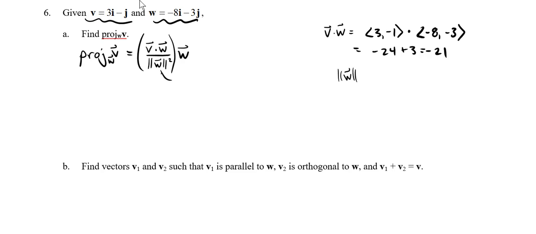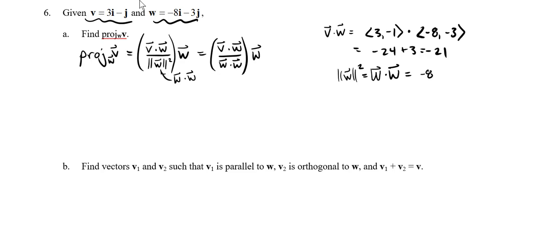Well, we want W squared. Remember, that's just W dotted with itself. So maybe that's another way to remember this formula: V dotted with W over W dotted with W. That's really what we have there. That's maybe a better way to think of it. But anyway, that W squared in magnitude is itself dotted with itself, which is -8 squared plus -3 squared. Looks like that's what we get.